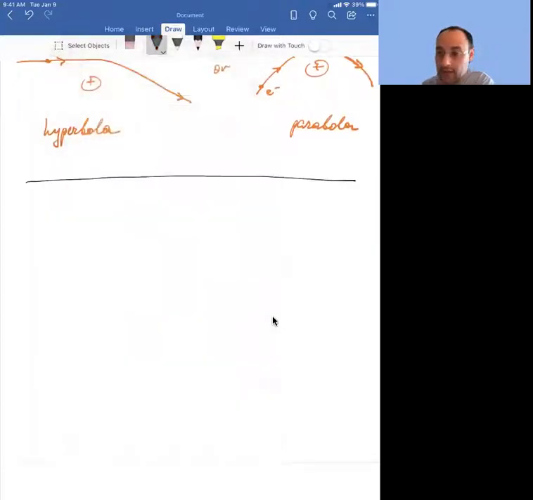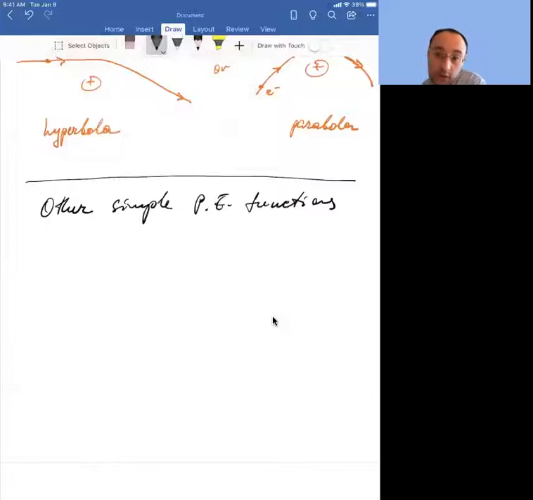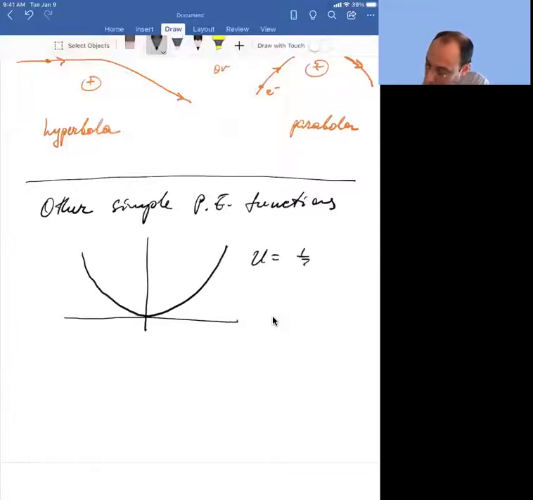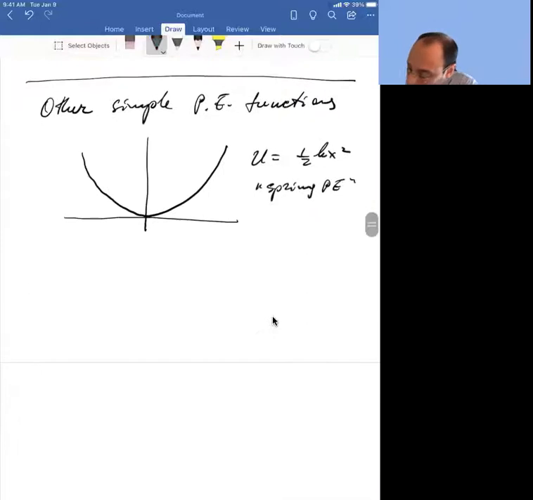What other kinds of potential energies do you know? Other simple potential energy functions. Well, you know parabola, right? So you know spring potential energy, right? So U equals 1/2 kx squared, spring potential energy. It corresponds to a mass on a spring. So here's its equilibrium position. It's oscillating back and forth.